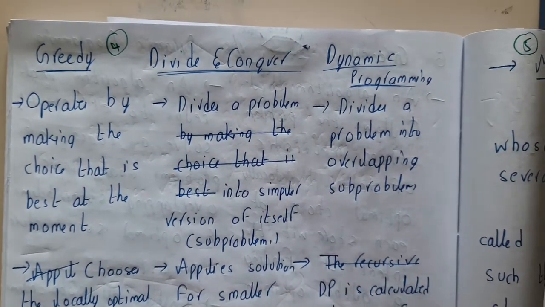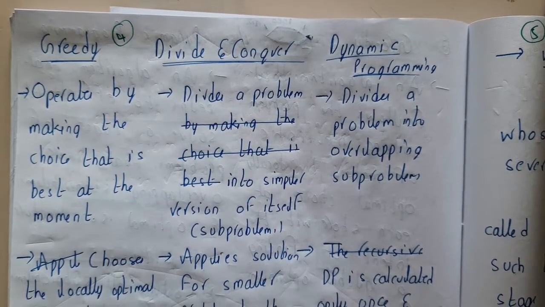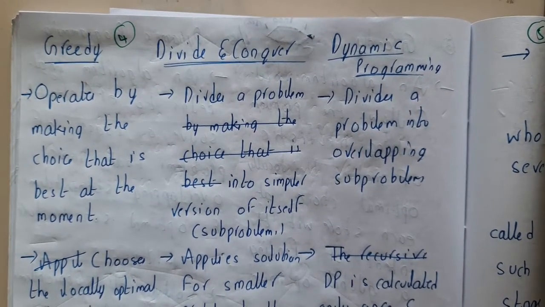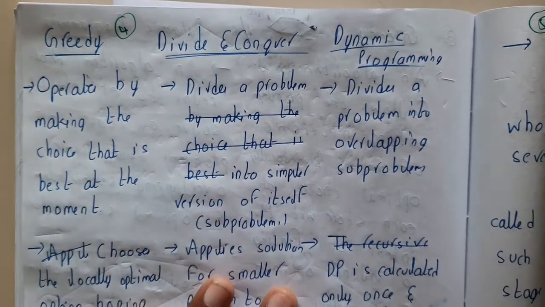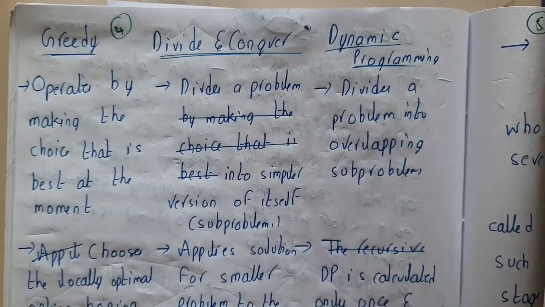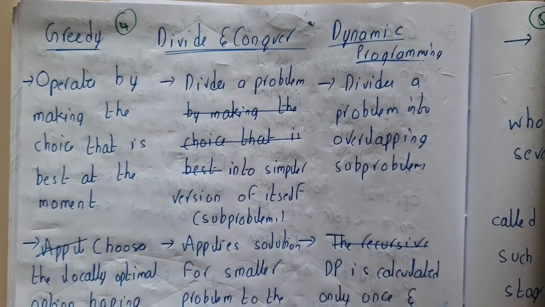In this lecture, let us go through the differences between greedy, divide and conquer, and dynamic programming. In the last lecture, we saw the differences between greedy and dynamic, and divide and conquer versus dynamic. So in this lecture, let us combine the three and revise it once again. After that, we'll be starting with the dynamic programming problems or algorithms.